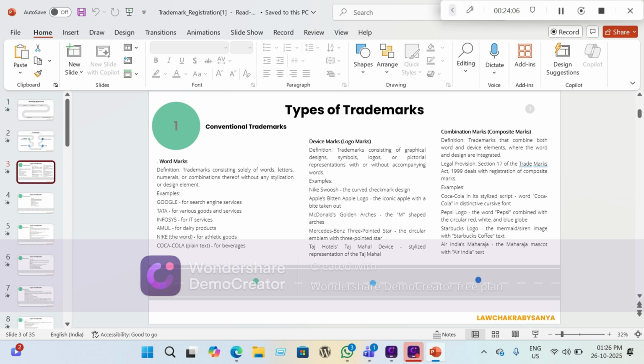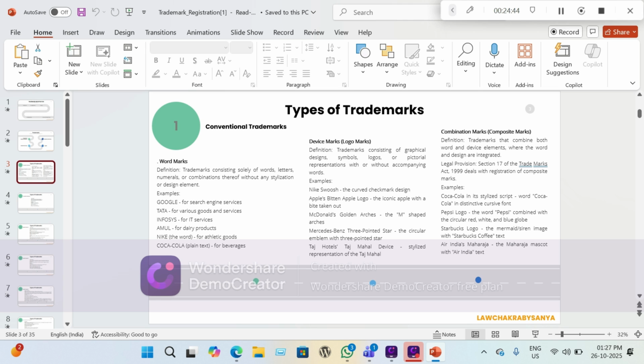But if you want to protect how it shows, how it looks, the logo, the way it is designed, then you go for a device mark. A device mark is basically a trademark that consists of graphical designs, symbols, logos, or pictorial representations with or without accompanying words. So if there are words also, the way they are represented, the way they are written, the font, the style, the color, the size, all of those things become important. If there are no words, if it's only a design, then also it is a device mark.